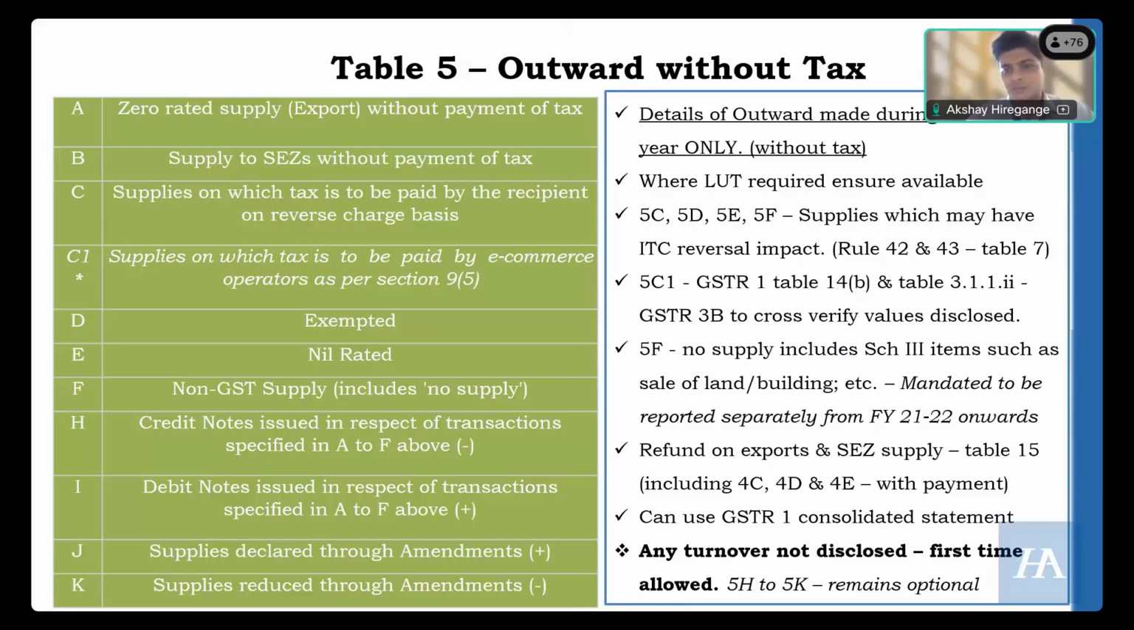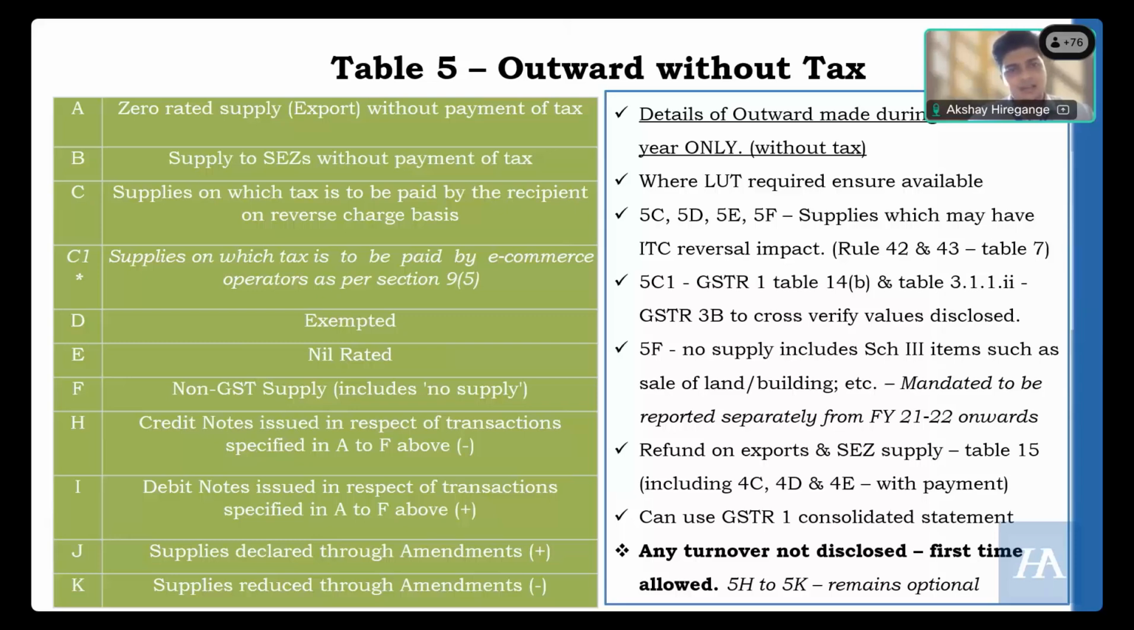Next, very important tip, which is table 5C, D, E, and F. Here, these are supplies where either the recipient is paying tax or no one is paying tax on the transaction. In these situations, as a supplier, all these transactions attract ITC reversal under Rule 42 and 43, which are specifically disclosed in table 7C and 7D of the GSTR 9.